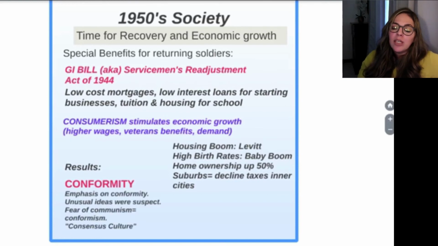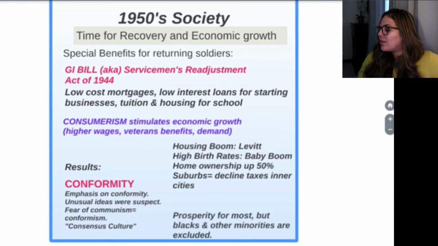The other thing too that touches on the previous lecture is this age of conformity, okay? 1950s society can be described in that term. Conformity, okay? There's an emphasis on conforming. There's an emphasis on avoiding unusual ideas, not wanting to look suspect. Fear of communism is there, okay?